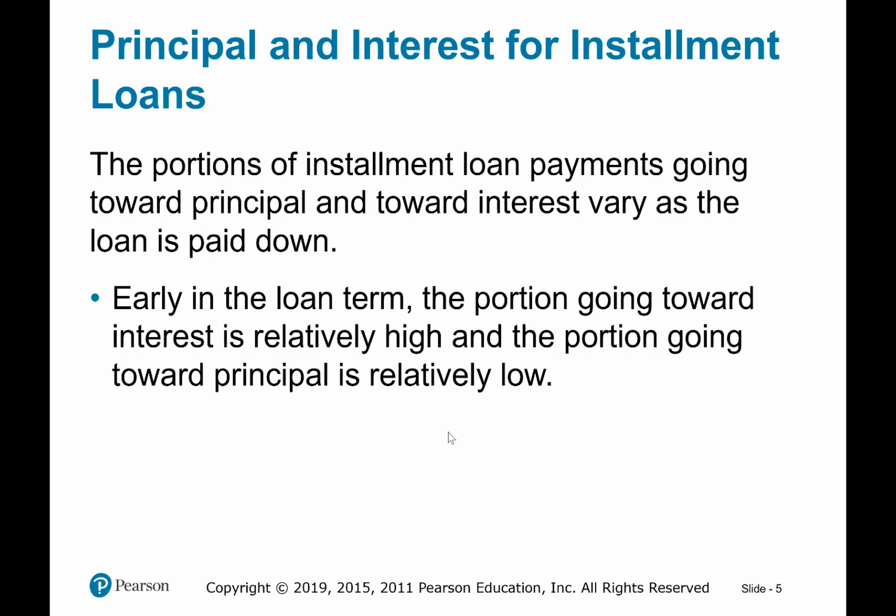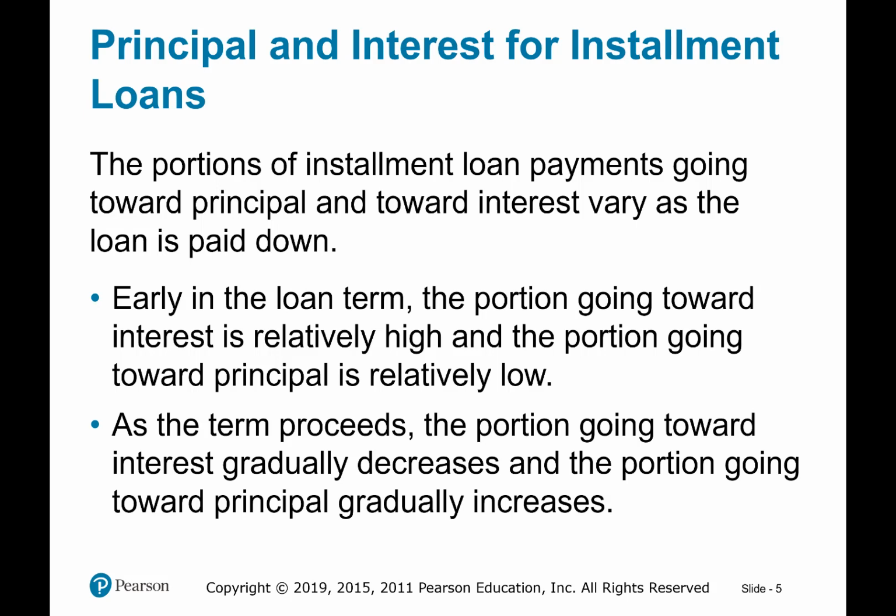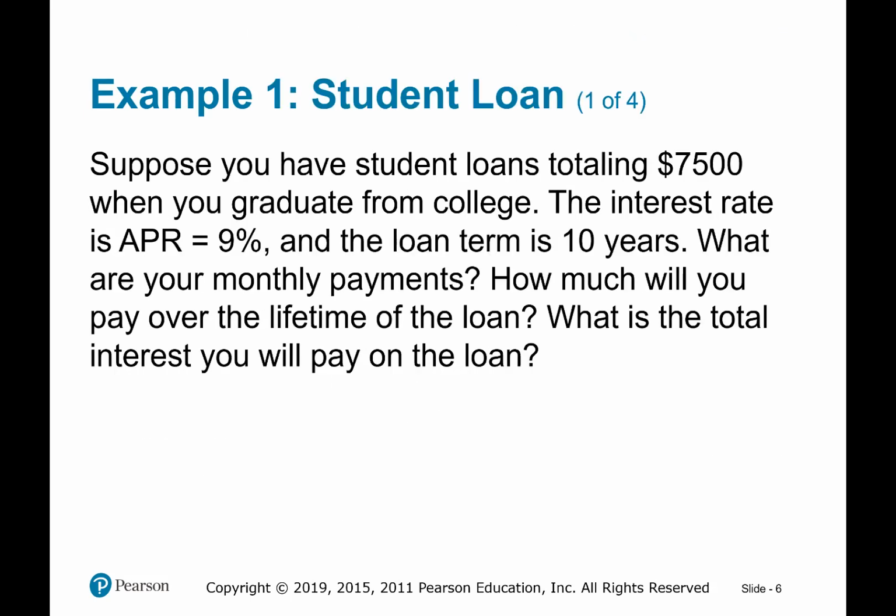Now, this is what I just said. Early in the term, the portion going towards interest is relatively high, and the proportion going towards principal is relatively low. As the loan proceeds and you get closer and closer to paying it off, the amount going towards interest decreases and the proportion going towards principal gradually increases.